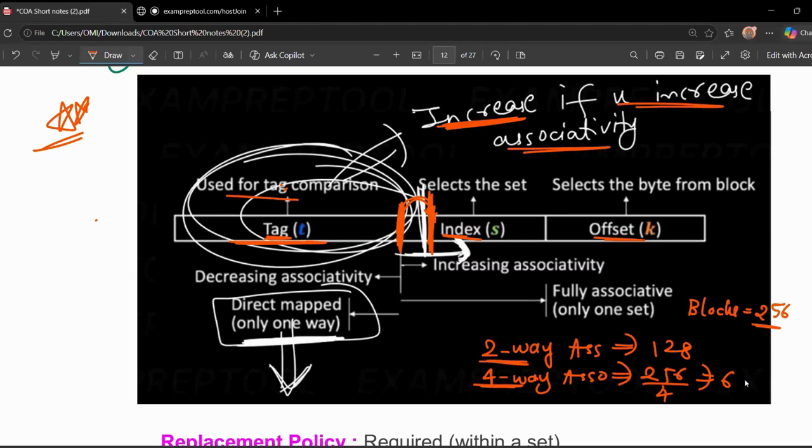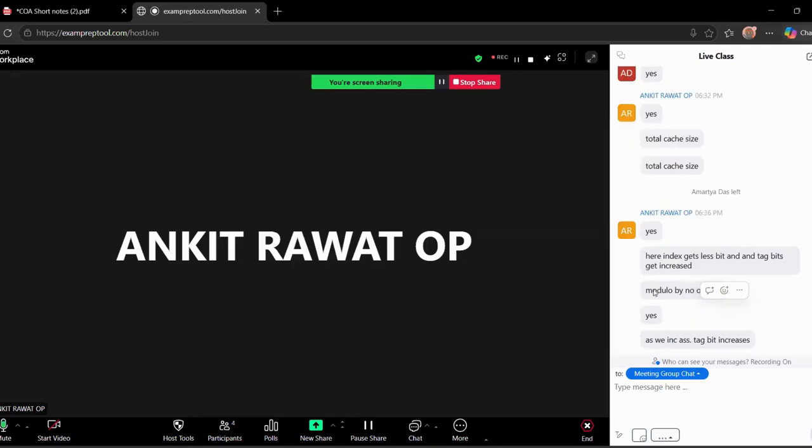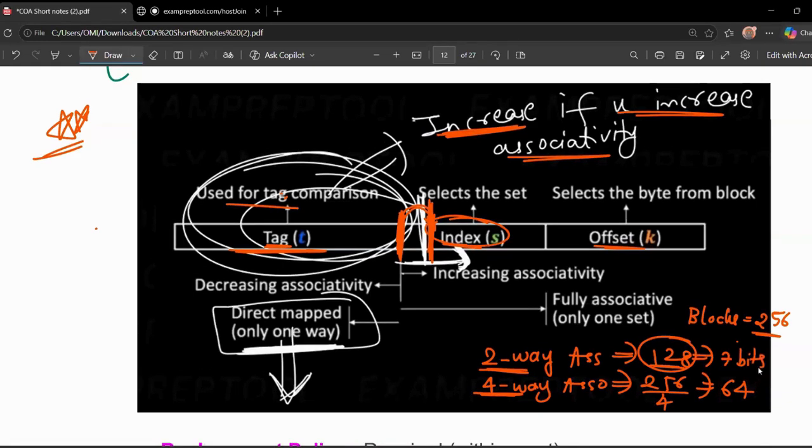64, yes, 64. See here, 128 sets, right? Total 128 sets. So how many bits? 7 bits. Yes or no? If you have 64, then how many bits? 6 bits. Yes or no?